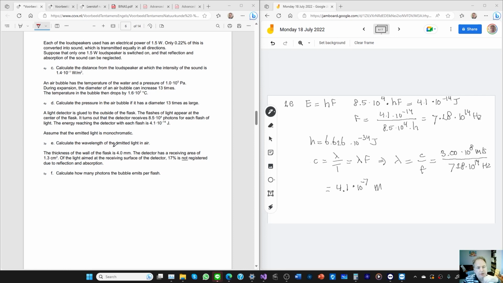The thickness of the wall of the flask is 4 millimeter. The detector has a receiving area of 1.3 square centimeters. Of the light aimed at the receiving surface of the detector, 70% is not registered due to reflection and absorption. Calculate how many photons a bubble emits per flash.